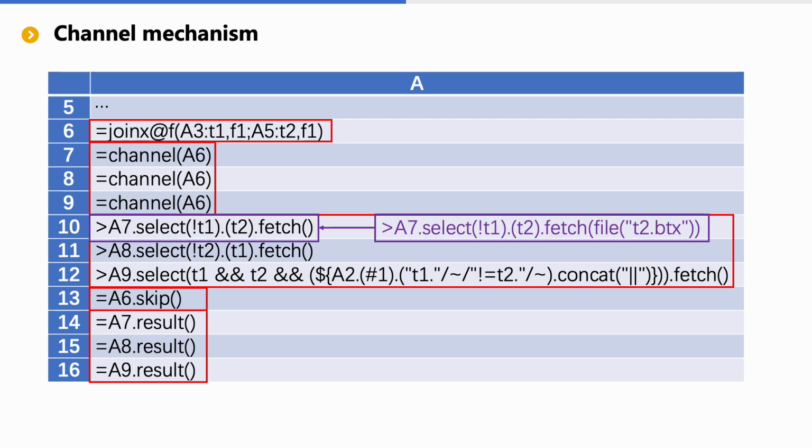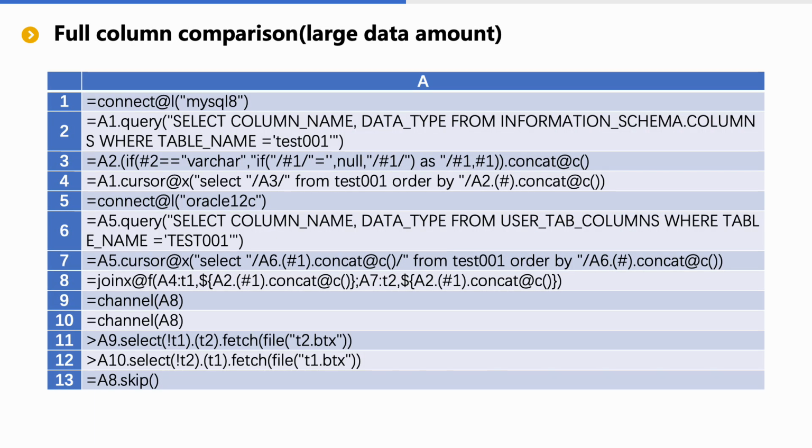Exporting data from the channels to a bin file can be done by adding the parameter f to the chfetch function, like this. There are also cases of full column data comparison for large data amount. Similar to comparing with primary keys, data sorting is also required, but the difference is that sorting should be targeted towards the entire columns of data.